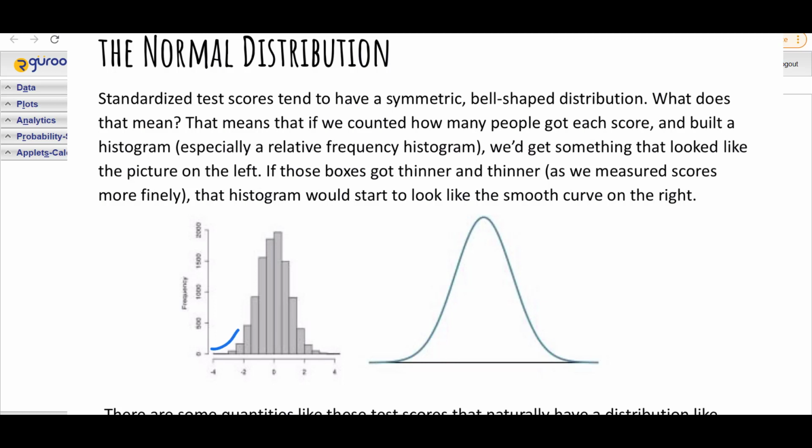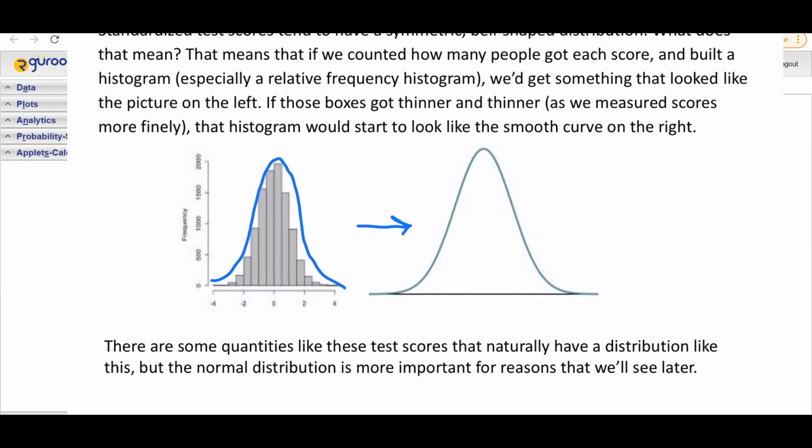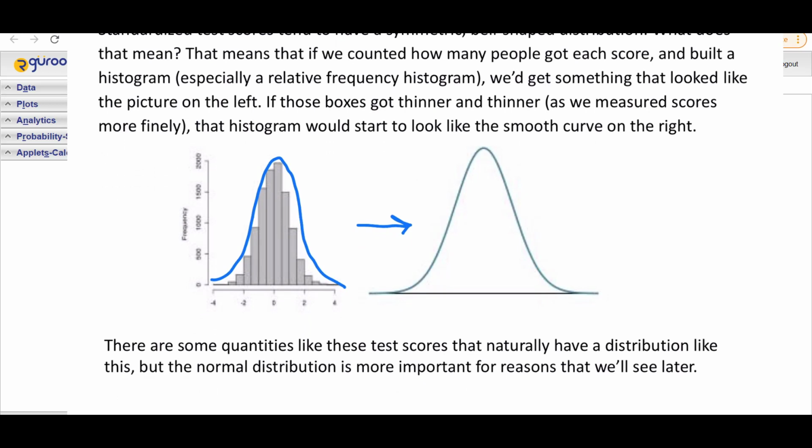So if you look, the shape of this one over here is making a similar shape to the one right there. So there are some qualities like these test scores that have a natural distribution like this, and we call that the normal distribution. And we're going to really dig into the properties of this normal distribution in this lesson.